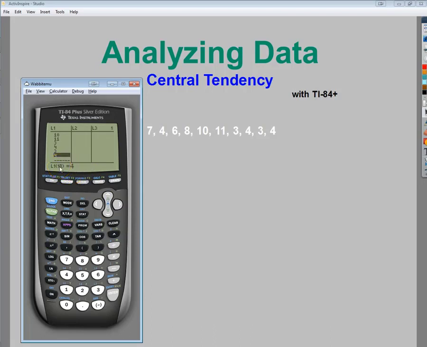It says L1, which means list 1, and in parentheses it has 10, which means there's 10 values in list 1. So you count up your values, and there are 10 of them, so you know that you have the right number in there. You might want to, just to be thorough, go back and check. Anyway, now that I've typed it in, I need to quit out of the edit menu, so I'm just going to hit second and quit to get back to the main screen.